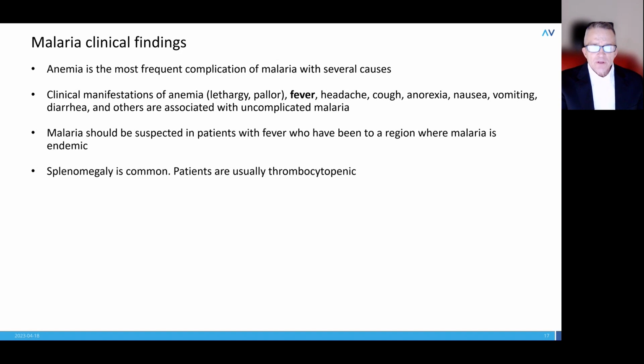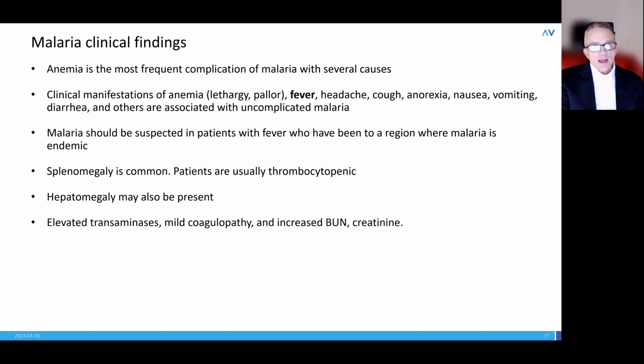Splenomegaly is common in malaria. Our patient had splenomegaly. However, patients with splenomegaly are typically thrombocytopenic because the spleen, when it enlarges, typically holds on to platelets. It becomes a reservoir that enlarges. In our patient, the platelet count was slightly elevated, so the cause is unknown. Patients with malaria can also have hepatomegaly, as in our patient. And we also saw elevated transaminases or liver enzymes, coagulopathy, increased BUN and creatinine. Some of this was seen in our patient, and is also common in malaria.